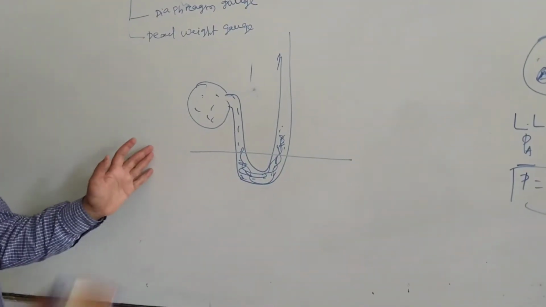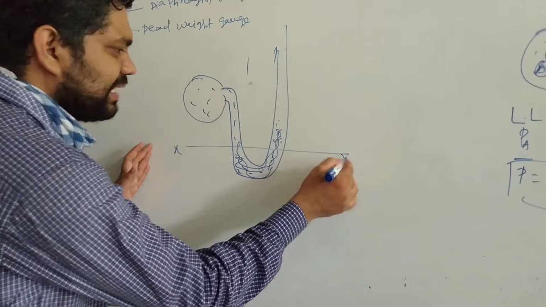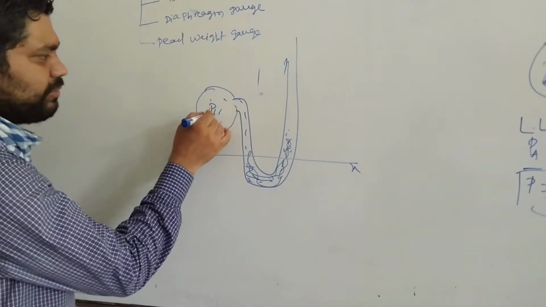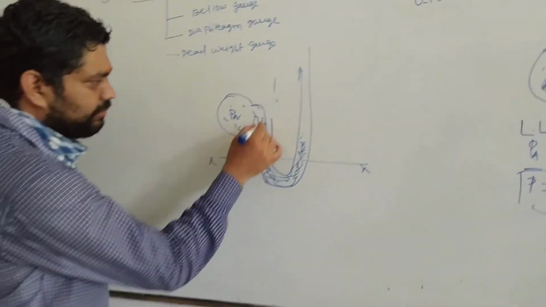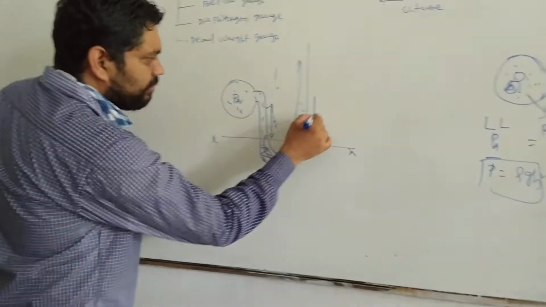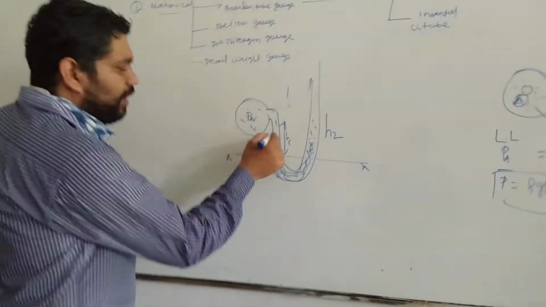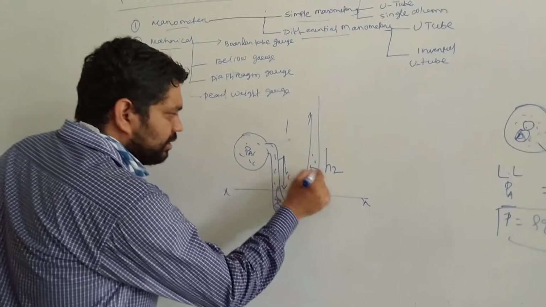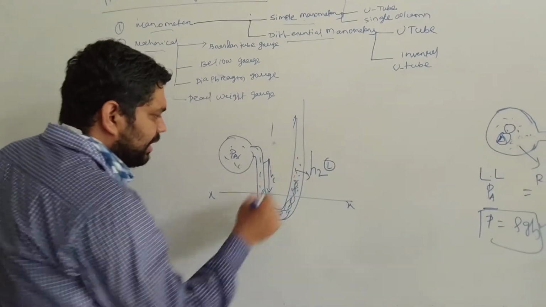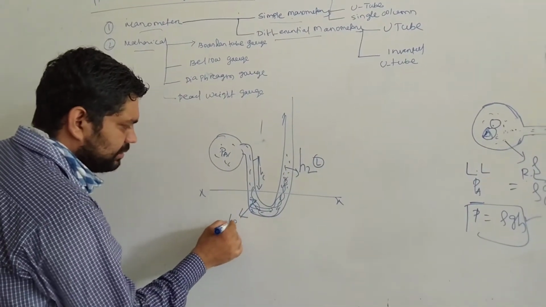So there is some equilibrium state. We can consider a reference axis x-x, and this is a pressure you have to find. There is a certain height you have to find, h1, and there is a certain height you have to find, h2. So one is your heavy and one is your light. Consider this is your light liquid and this is your heavy liquid.